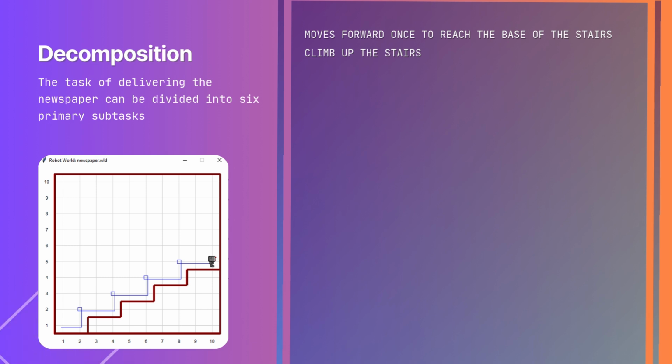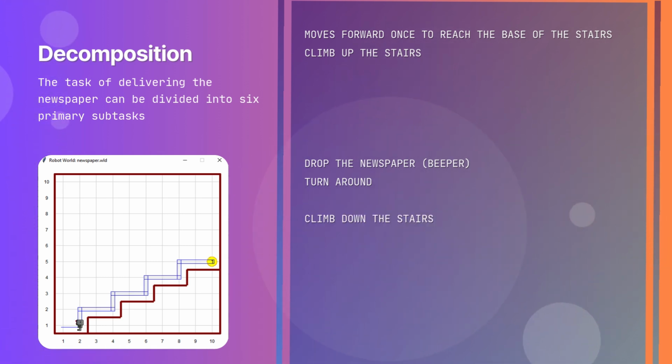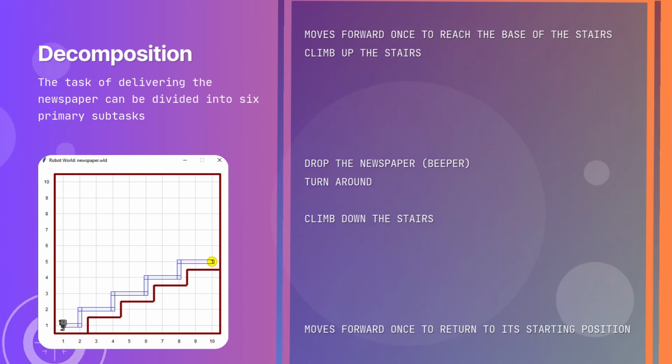Once at the top, the robot delivers the newspaper by dropping a beeper. Then, the robot turns around to face the stairs again. After that, it climbs down the stairs, reversing the sequence used for climbing up. Finally, the robot moves horizontally to return to its initial position, completing the task.